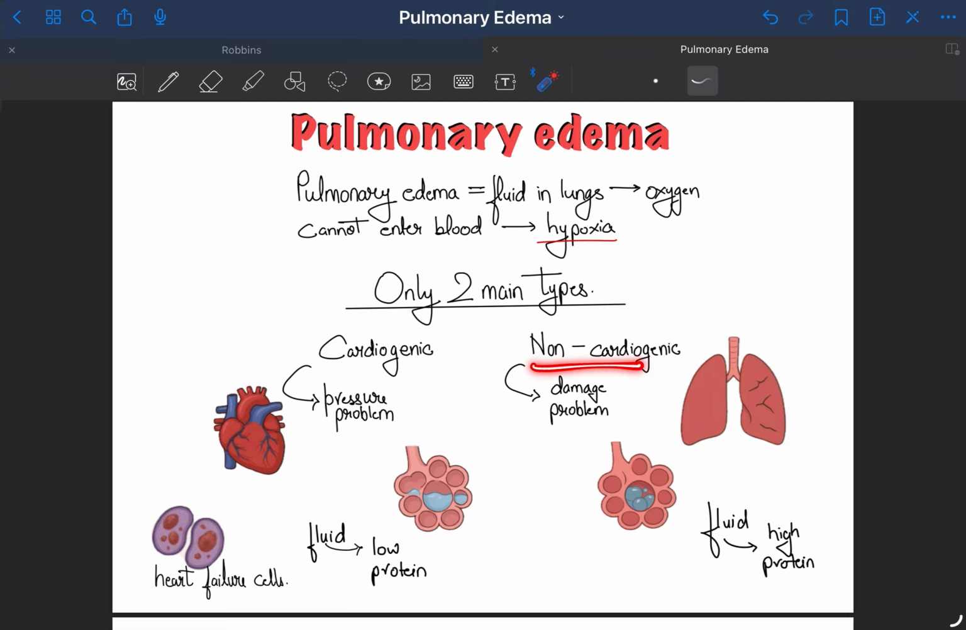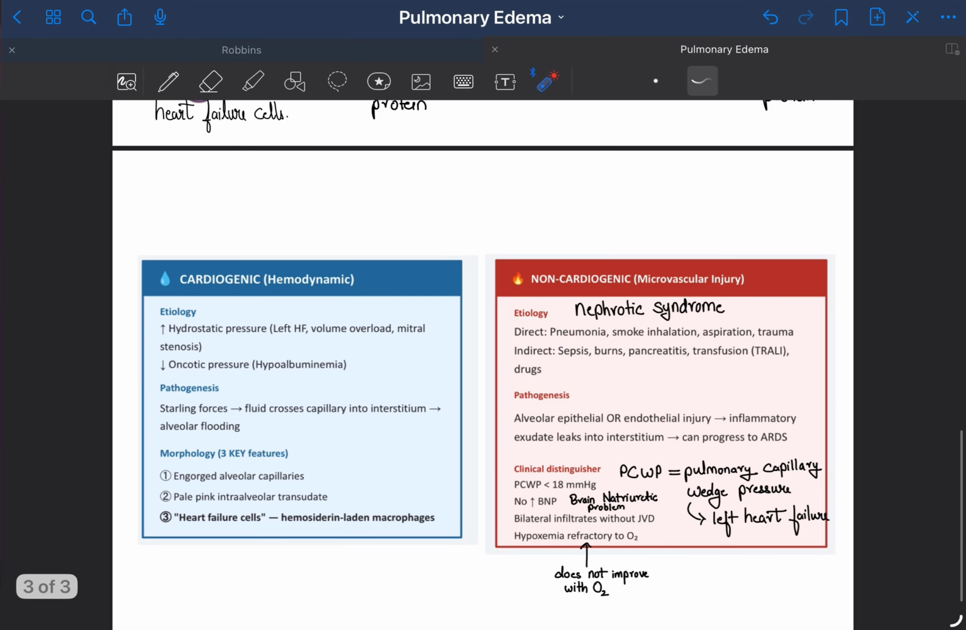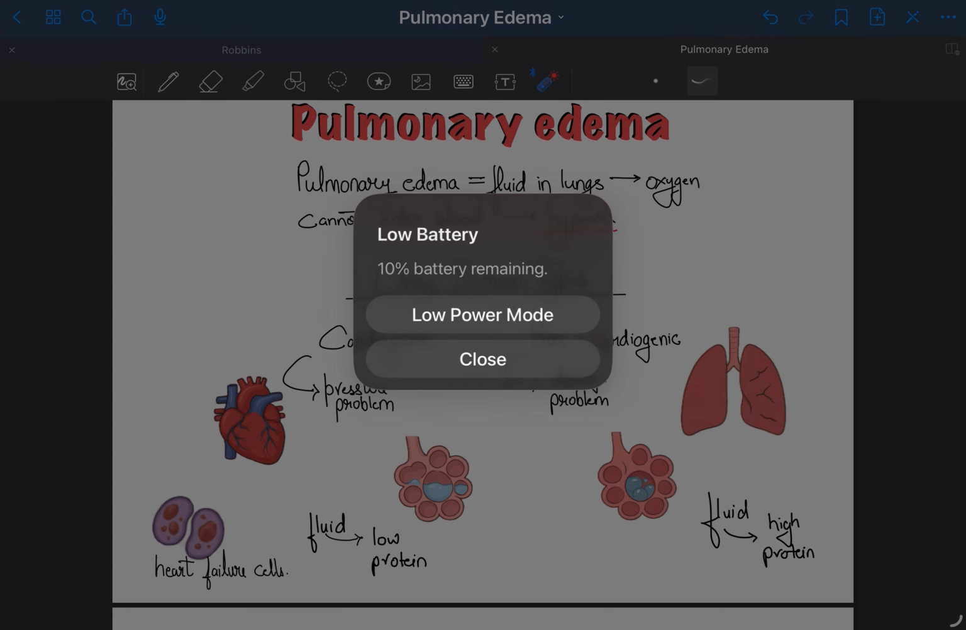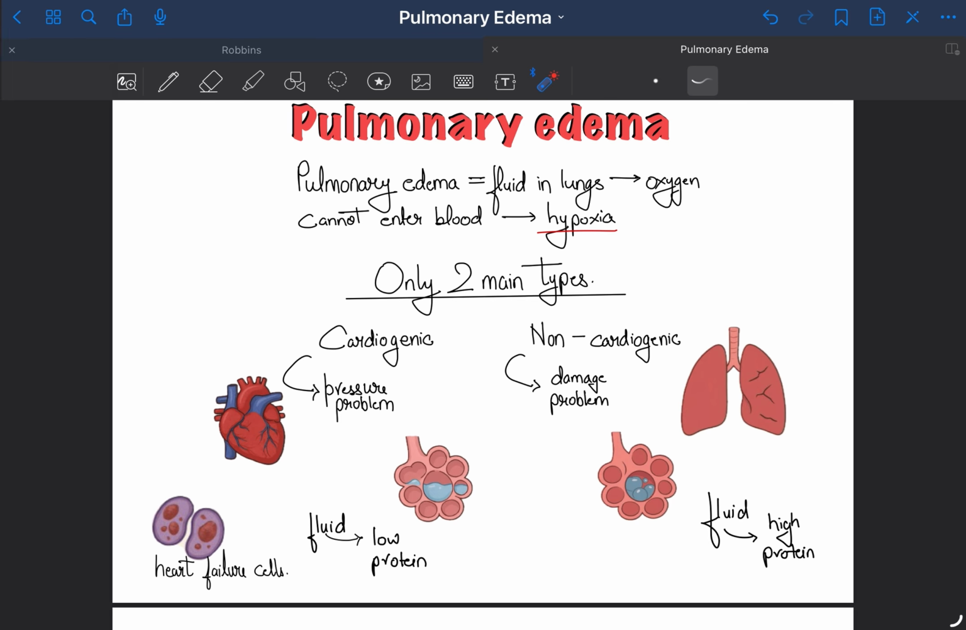Now, let's talk about non-cardiogenic, which is a damage problem. This could be caused by pneumonia, smoke inhalation, aspiration, trauma, etc. What happens here is that the lung membrane is damaged and the fluid leaks out, and this causes protein to move into the fluid. Basically, it's exudate. And the most important example to remember in non-cardiogenic is ARDS.